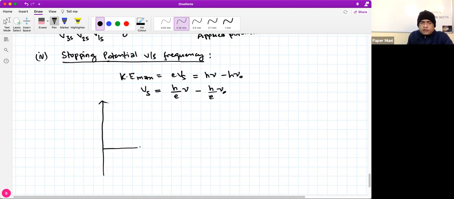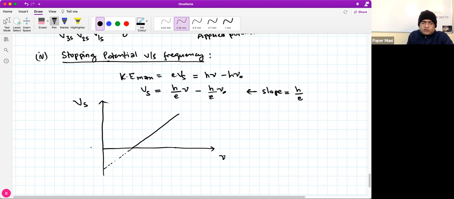This is the frequency axis, this is the stopping potential axis. In this equation, the slope comes out to be h by e. So if you plot them, it will also be a straight line, just that the slope will change. And the intercept is minus h by e nu naught. This point is nu equal to nu naught. And this one is the slope, which is equal to h by e. So this is the plot for the stopping potential. Now, if you change the frequency here, at every point you get different stopping potentials.